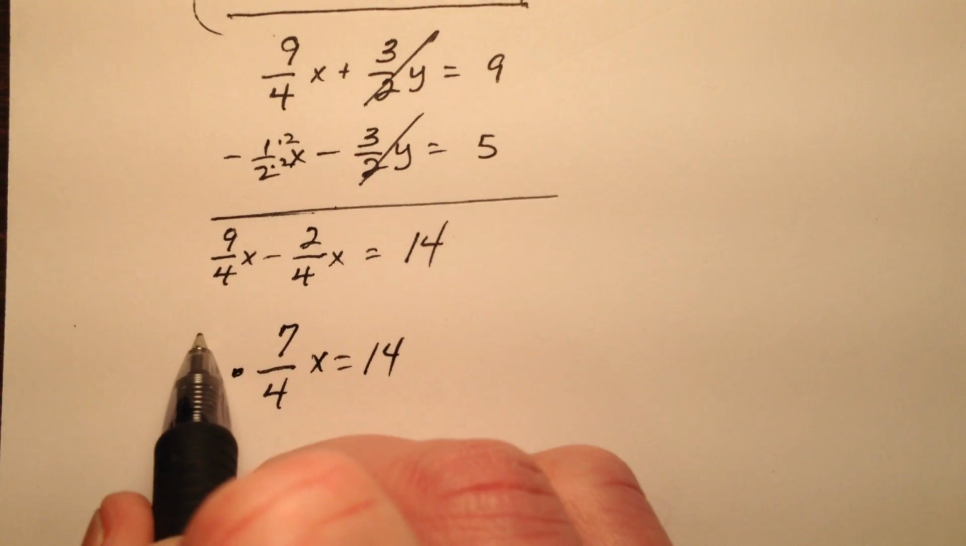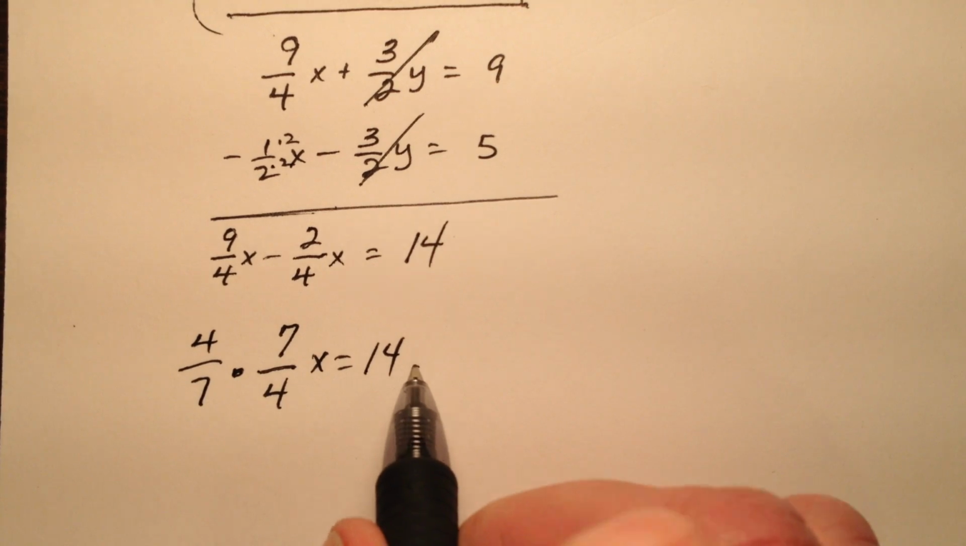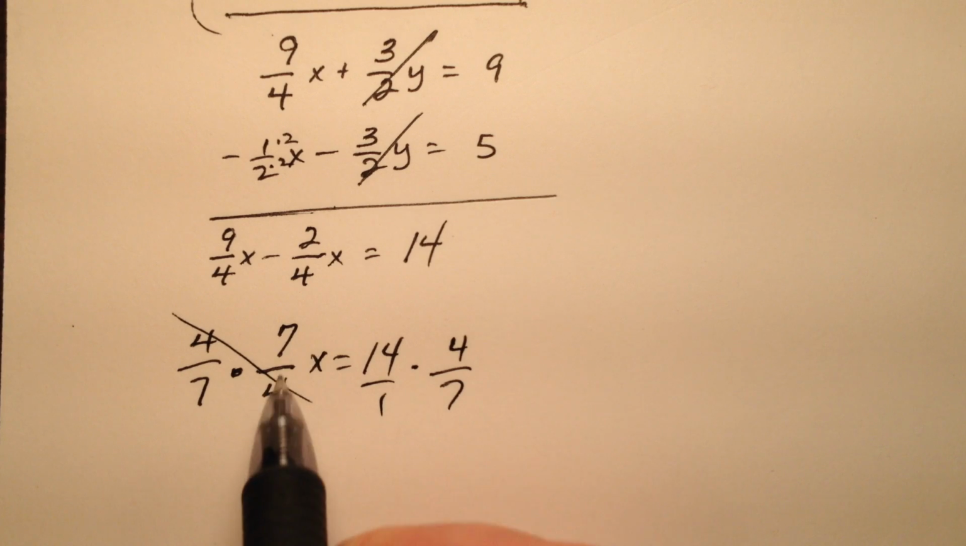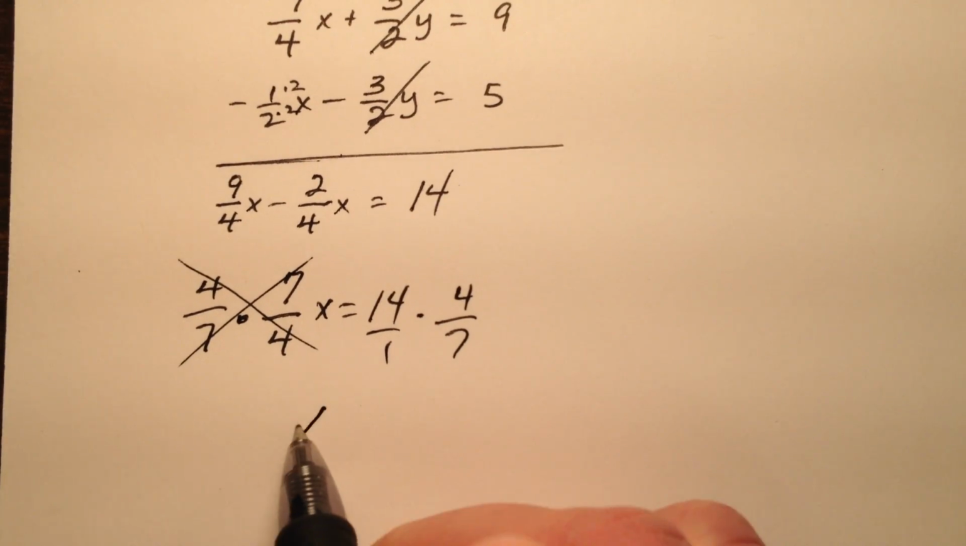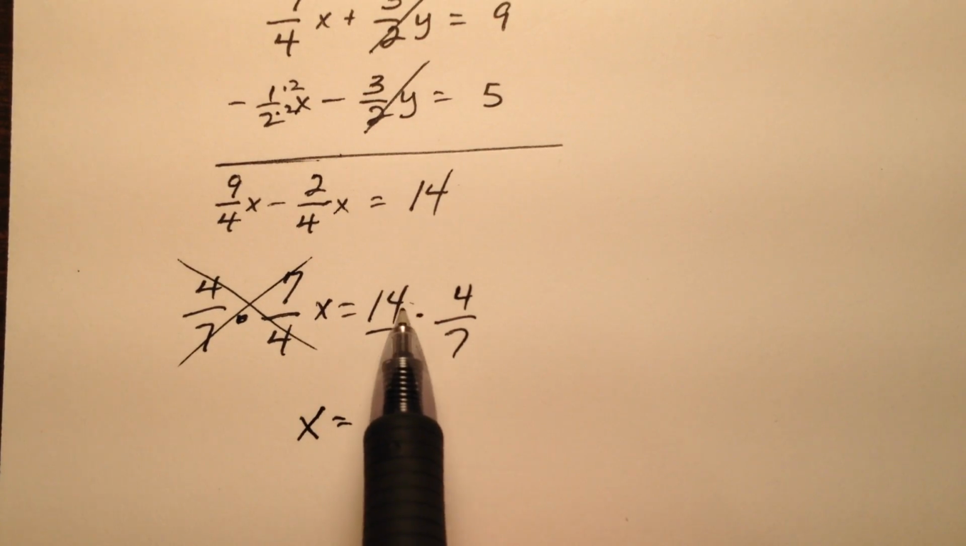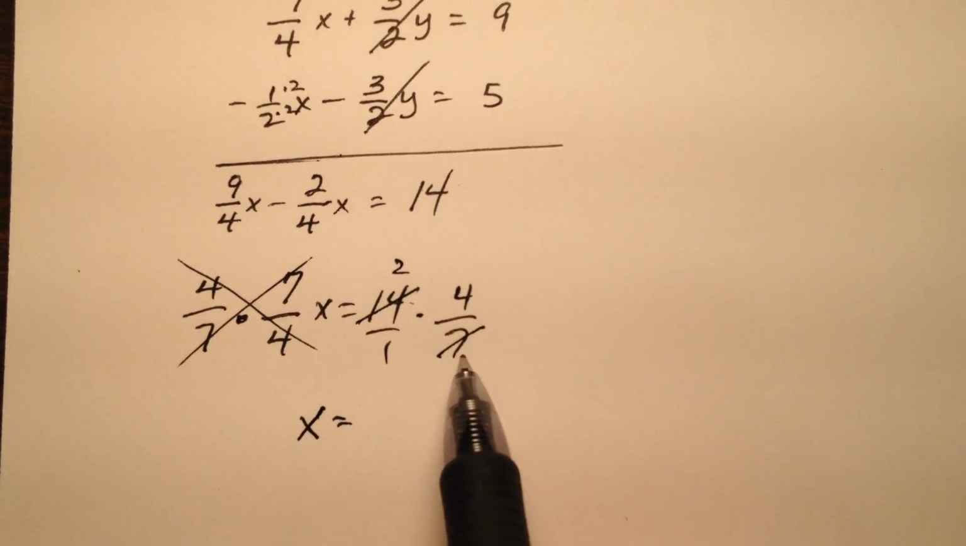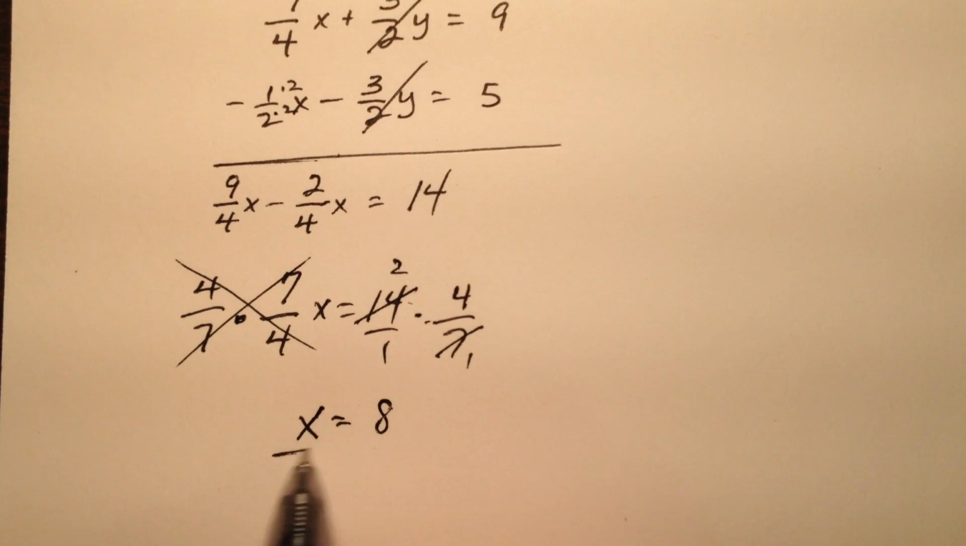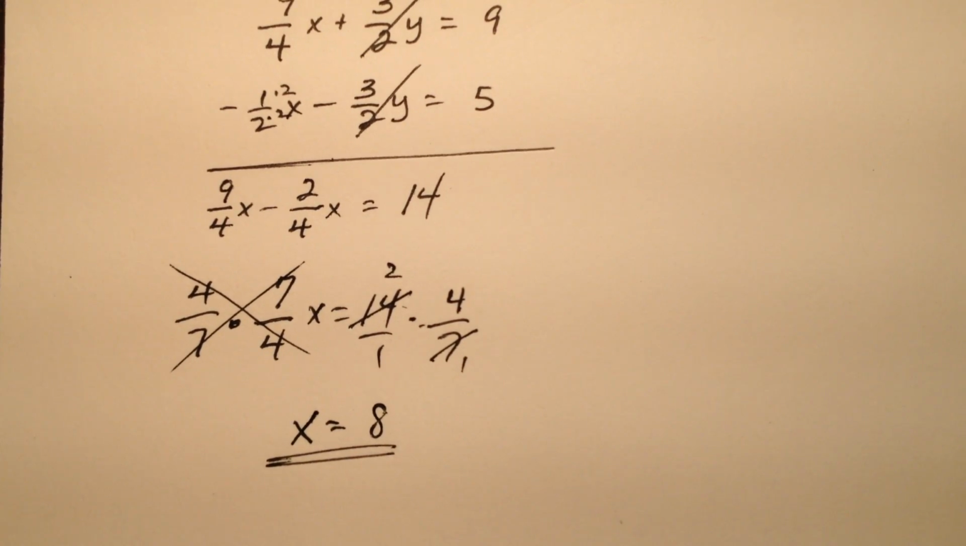Okay, well, let's go ahead and multiply both sides by the reciprocal, so 4/7. So the 4's cancel and the 7's cancel. And x equals, well, over here the 14 and the 7 can go to a 2 and a 1. So 2 times 4 equals 8. So my x value is going to be 8.